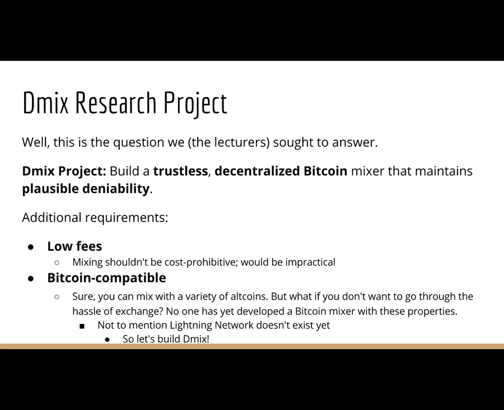So we just talked about altcoin exchange mixing. I mean, this is all fine, but it's also really a manual process. Is there a more elegant way we can do this? And especially given that Bitcoin is going to exist for a while, it would make sense to try to come up with something for Bitcoin. So let's build DMix.